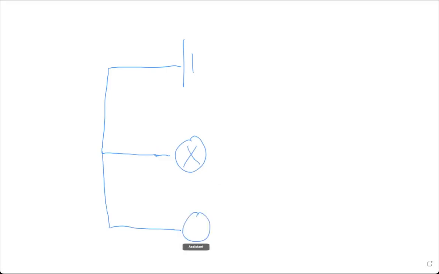Okay, let me just redraw again. Maybe I don't use a resistor, I use a light bulb. So let's look at this circuit in parallel.